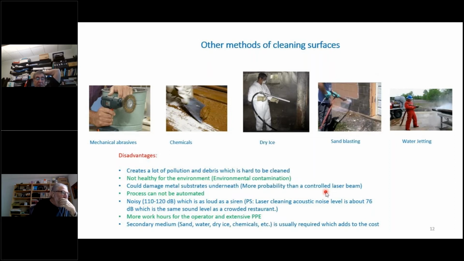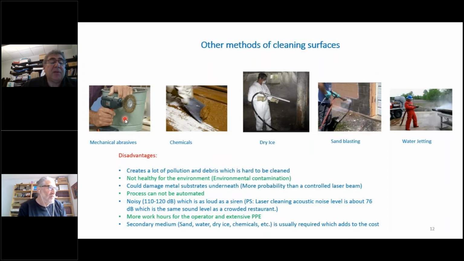So from left to right, you have mechanical abrasives, chemicals, dry ice, sandblasting, and water jetting are some of the main competitors of laser cleaning. And for mechanical abrasive, you have this rotating disc that could potentially damage the substrate. It removes the paint, but it could also damage the substrate. It would also not be good for the environment. The debris will go into the environment.